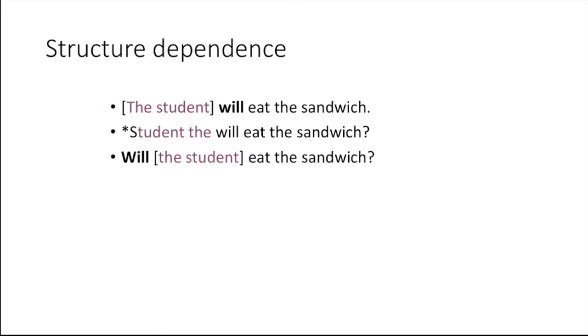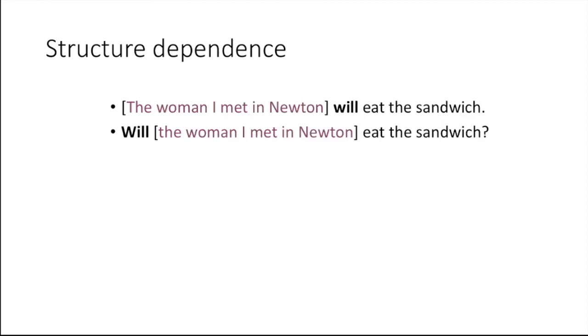The first component that has to be taken into account is the phrase, the subject phrase, the noun phrase, the student. And so it is the auxiliary, in this case the modal, that goes immediately after the subject that is moved to the front. Will the student eat the sandwich? And the same goes with the woman I met in Newton. Doesn't matter how long the phrase or how big the case, it is taken as a unit, right?